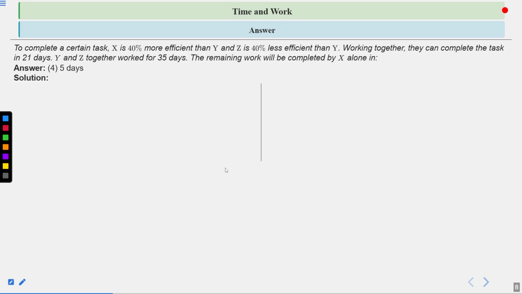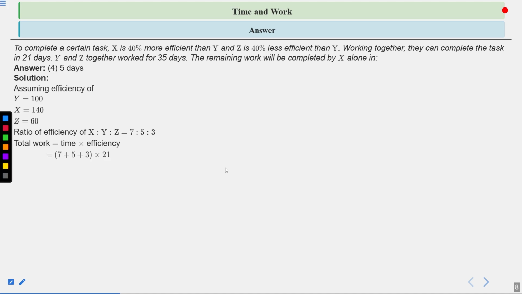Now see the detailed solution of this question. Assuming the efficiency of Y is 100 units, we can say that the efficiency of X becomes 140 units and the efficiency of Z is 60 units. Now the ratio of their efficiency becomes 7:5:3 when we simplify it. We know that total work equals efficiency into time. So the combined efficiency of all three becomes 7 plus 5 plus 3, multiplied by the number of days, which is 21 days. This is the total work.